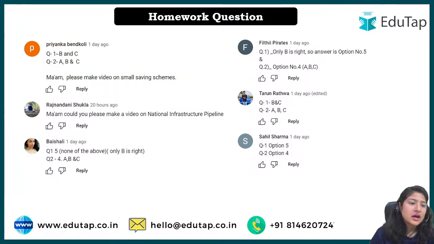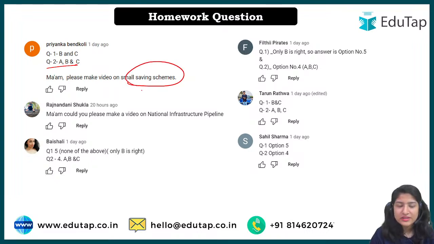See, Priyanka, again, Priyanka's second answer was right, and okay, I'll make the next scheme on small saving schemes. Then Ranjadani, okay, I'll keep that in queue. National Infrastructure Pipeline, I'll make a video on that. Vaishali said the right answer. Then we have Pirates saying the right answer. Then Tarun's second answer was right, but I hope now you understand why the first one was not there.